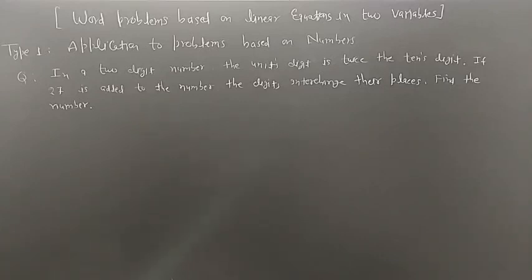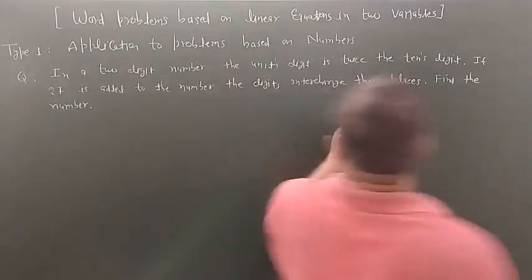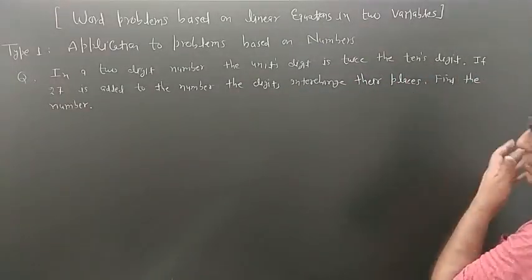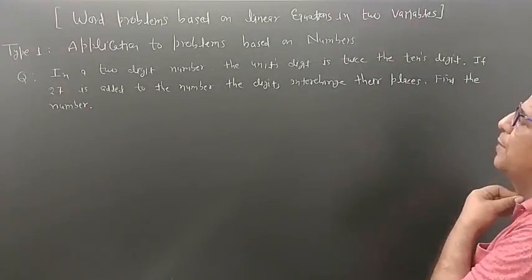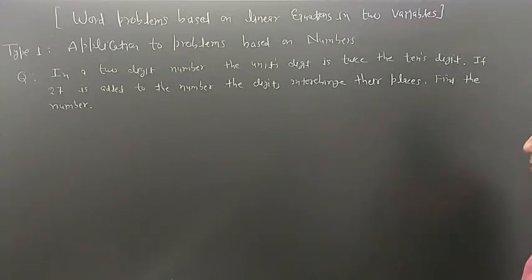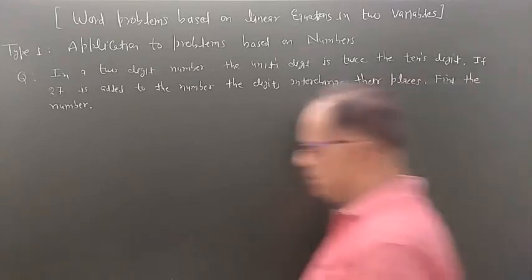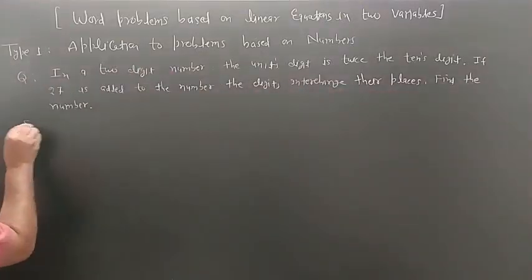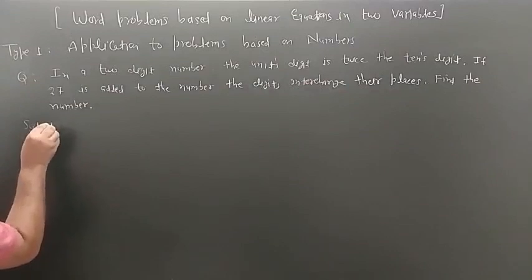Now I am taking another problem. In a 2-digit number, the units digit is twice the tens digit. If 27 is added to the number, the digits interchange their places. Find the number. Now, how can we solve this type of question?